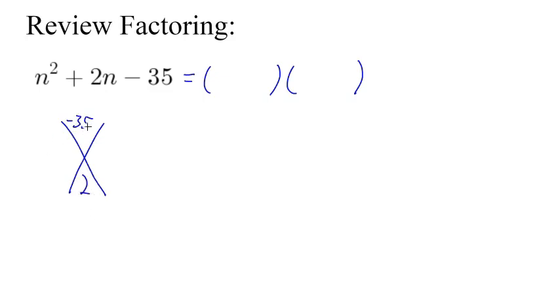We know that 7 times 5 is 35, and they have a difference of 2. We're going to make the 5 negative so that when we add 7 plus negative 5, we get a positive 2. So our factors must be n plus 7 and n minus 5. Always keep in mind that if we were to multiply these two binomials, we would have 4 little multiplication problems, and we'd end up with this expression here.